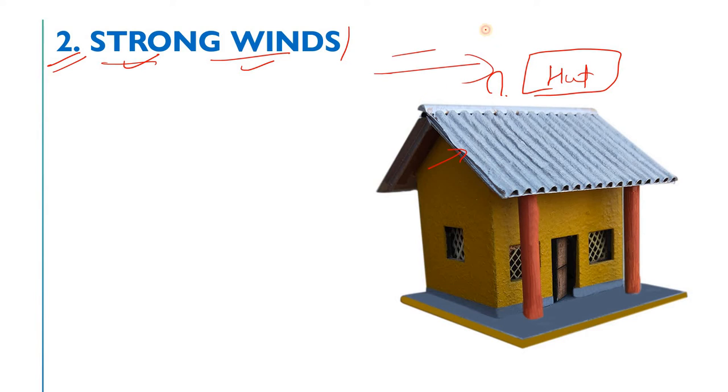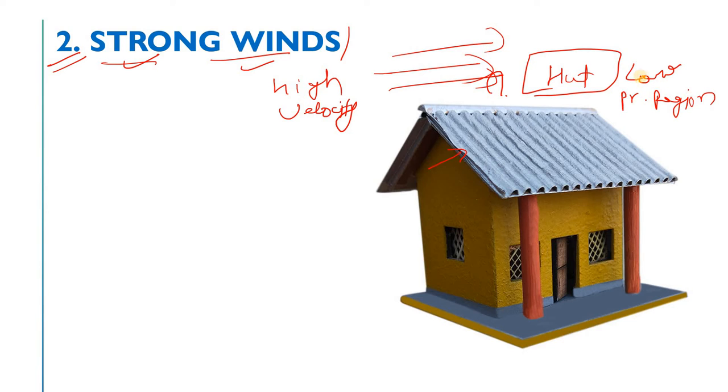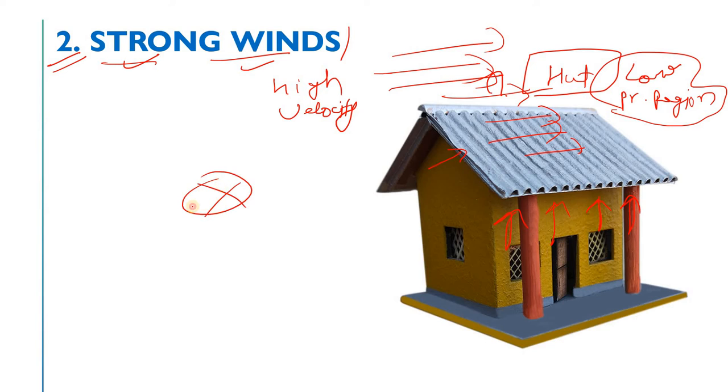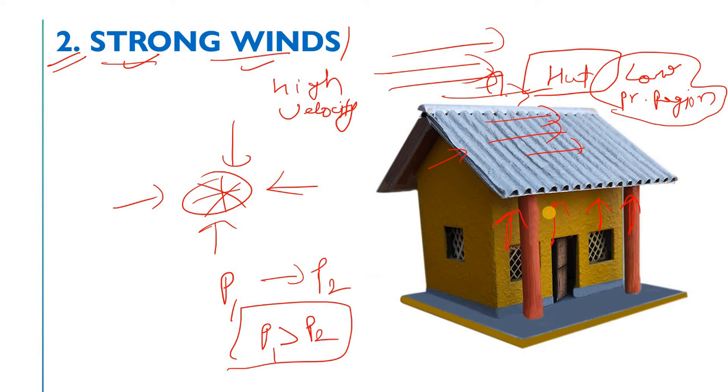See here, as the high velocity winds come, they create a low pressure region at the top, okay? So as there is a low pressure region at the top, from the bottom there is pressure, as we have already told you, that pressure is applied on a body from everywhere. So the bottom pressure will act properly, and there is low pressure above. Pressure will always go from the higher side to the lower side. So the roof of the hut will go away at the time of strong winds.